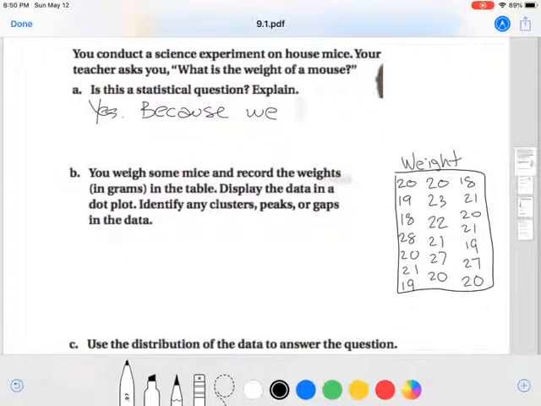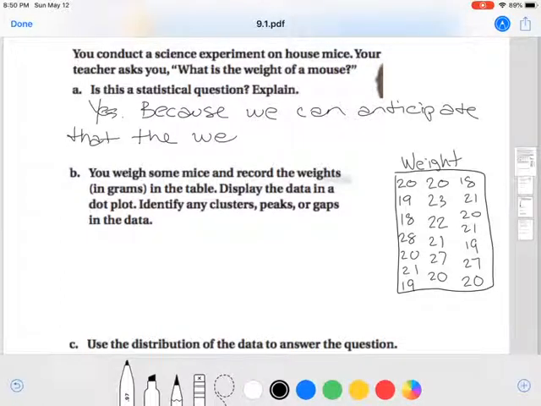Because we can anticipate that the weight of the mice will vary.